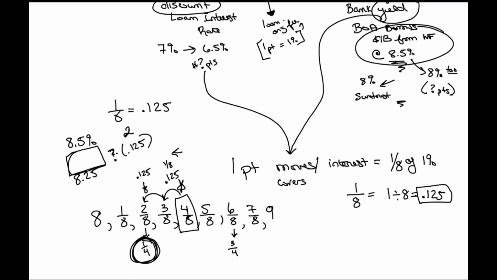So if I knew I had 8.5% and I wanted 8.25%, what's that amount of difference? What is the difference numerically between 8.5 and 8.25? If I do 8.5 subtract 8.25, what is the difference in those two numbers if you put that in your calculator?